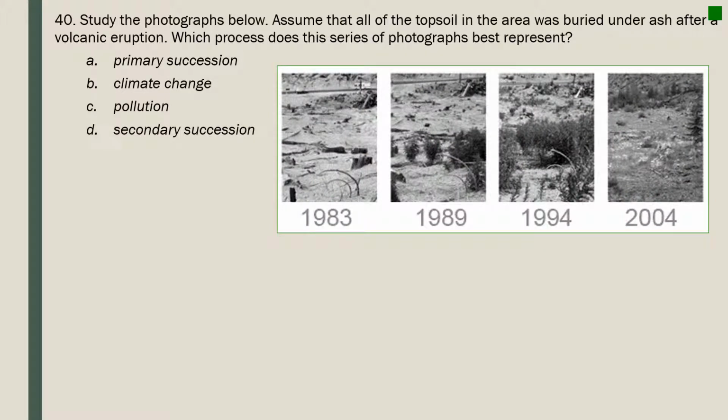40. Study the photographs below. Assume that all of the topsoil in the area was buried under ash after a volcanic eruption. Which process does this series of photographs best represent? A. Primary succession. B. Climate change. C. Pollution. D. Secondary succession.